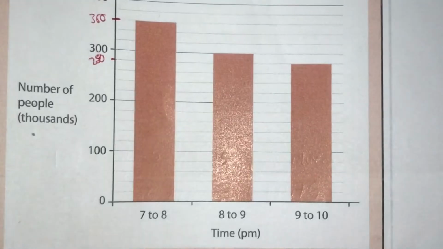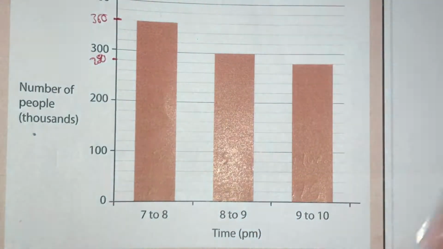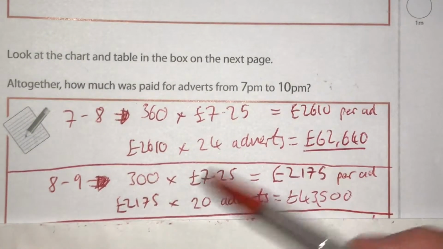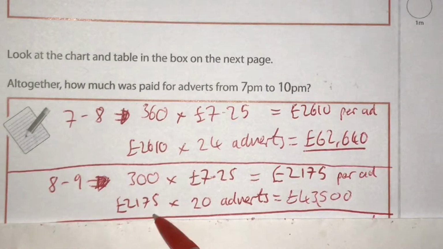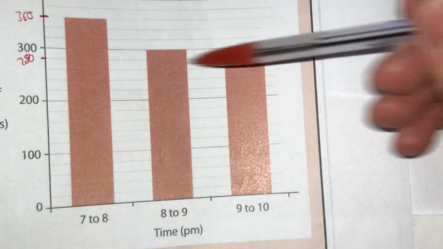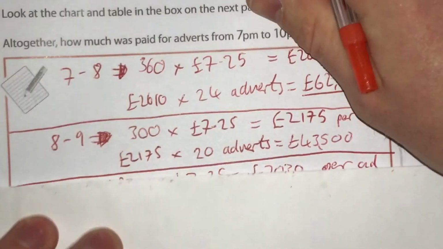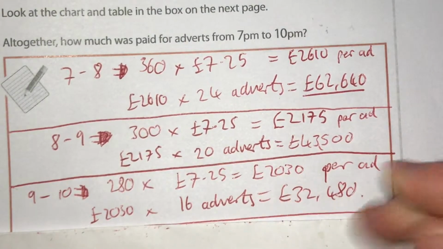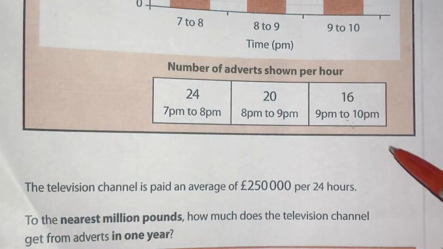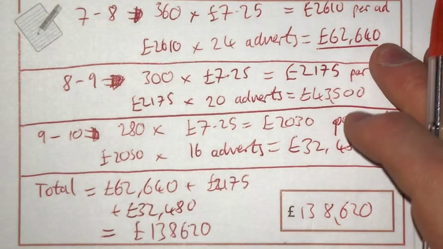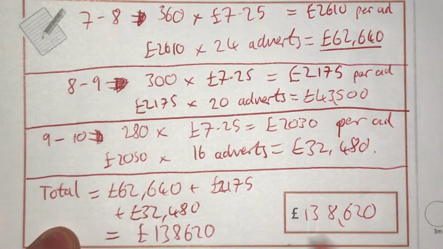And then, between 8 and 9, I'll use the number 300, and I'll be multiplying my answer then by 20. So let's double check I've done that. 300 times £7.25. Then I've times that answer by 20, 43,500. And then for the last one, 9 till 10. Go up and across, 280. So 280 people times £7.25. Multiply that answer by 16 because there were 16 adverts this time. Again, where did that come from? By here, the 16. Then for your total answer, nice and simple, add them all up, 138,620.